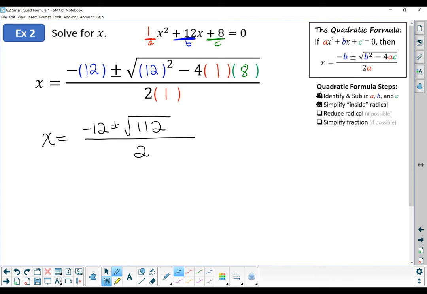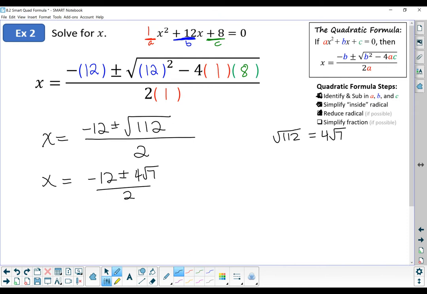So we've got the inside of our radical simplified. Now we're going to see if that radical reduces. The square root of 112 is 4 root 7. So I'm going to put that into my equation. Negative 12 plus or minus 4 root 7 over 2. So we have now simplified our radical.